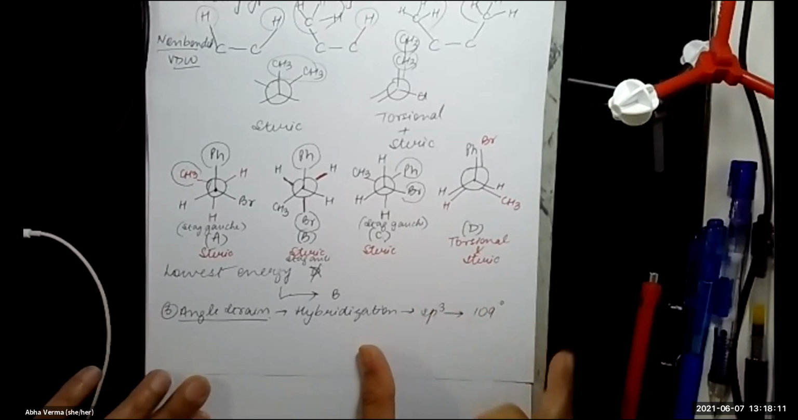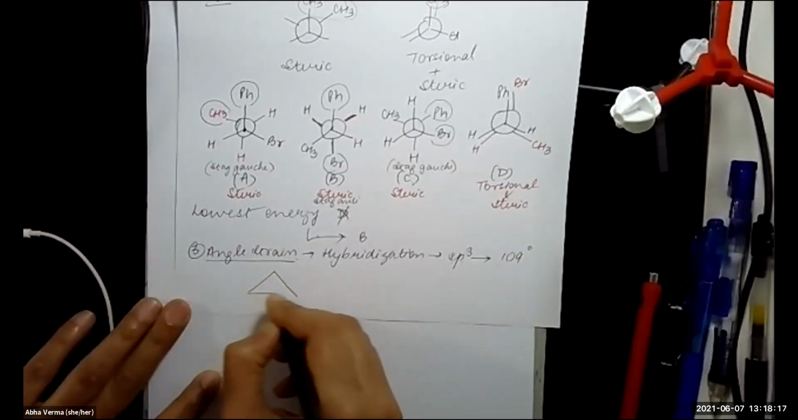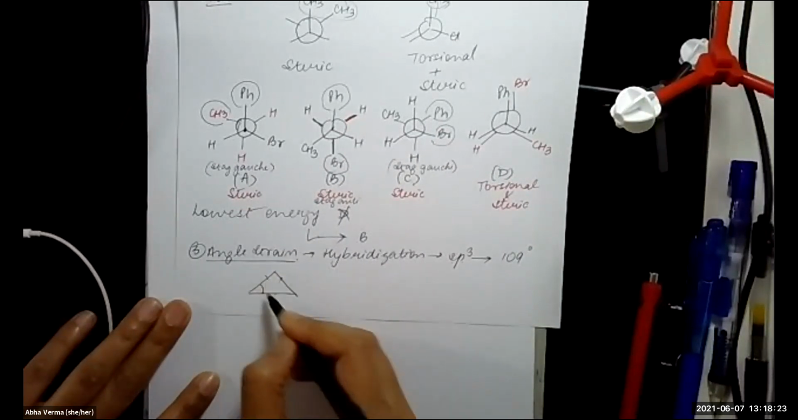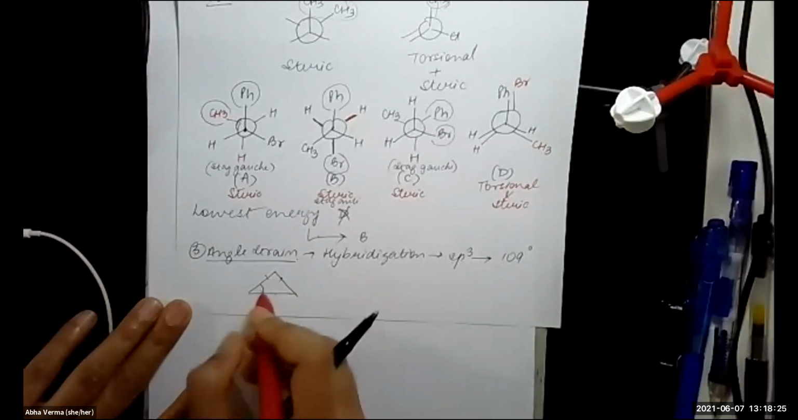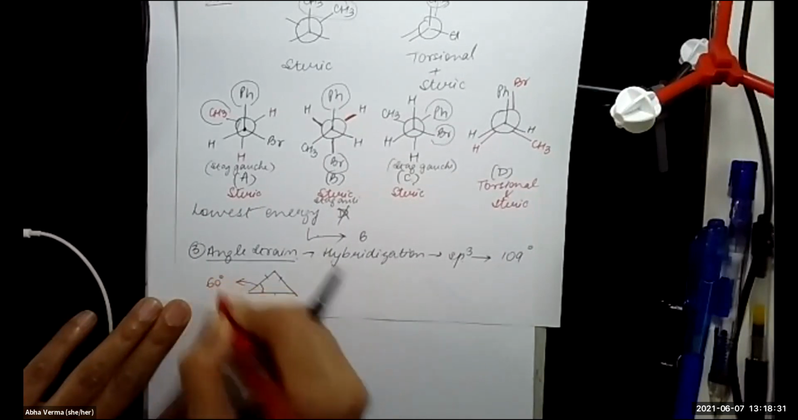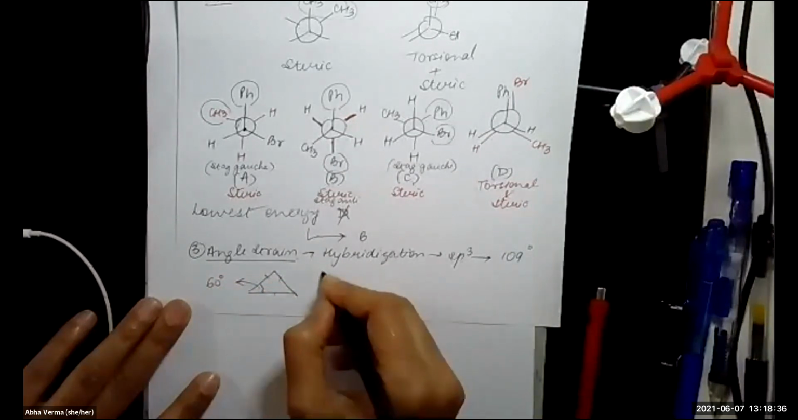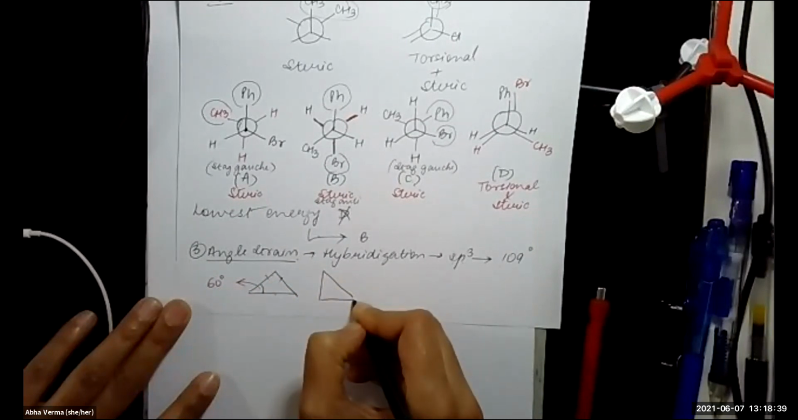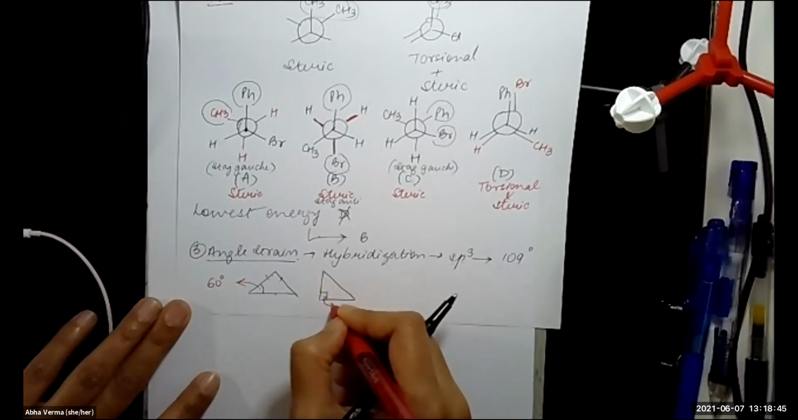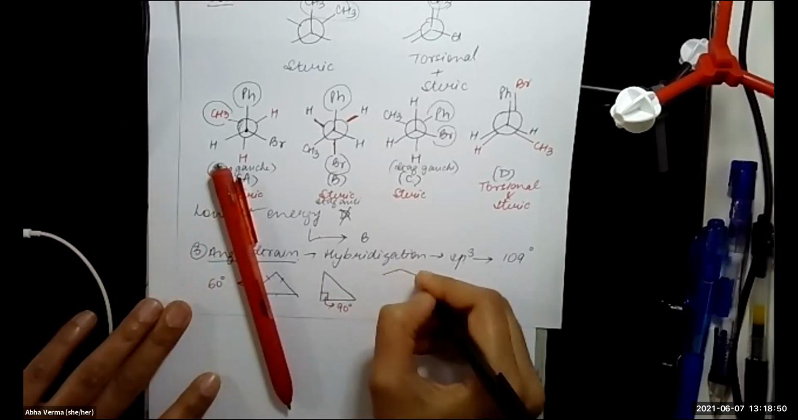Now, remembering your high school geometry also, what is the bond angle in a triangle, or equilateral triangle, where all the sides are equal? Within the triangle, you have 60 degrees. Okay, that is in an equilateral triangle. For a right-angled triangle, what is the maximum angle that you have? 90 degrees. What about cyclopentane?